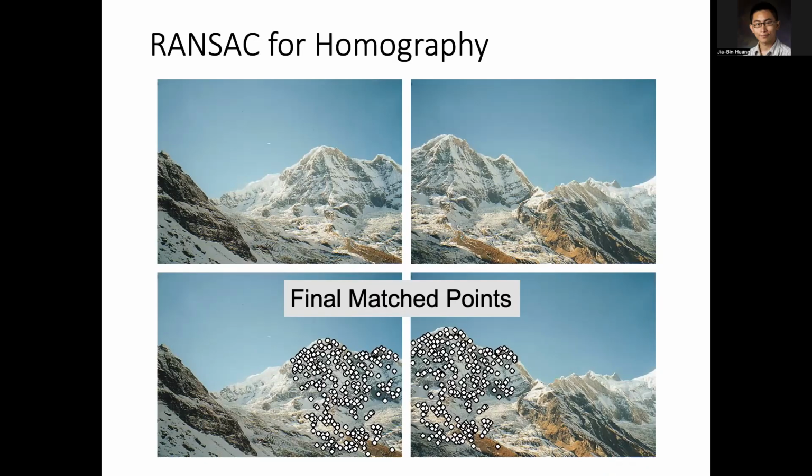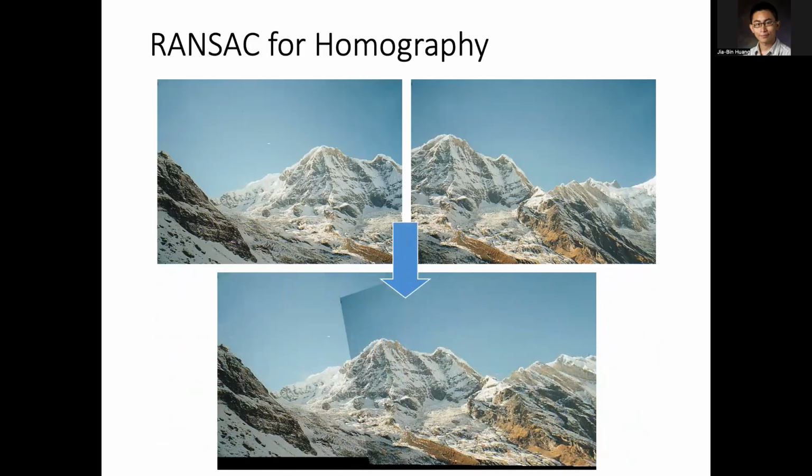And once you figure out the matching, you can run the DLT to figure out the transformation between them. And with the transformation, you can then move one image onto the other image. This is how you can get that alignment. Okay, make sense so far?